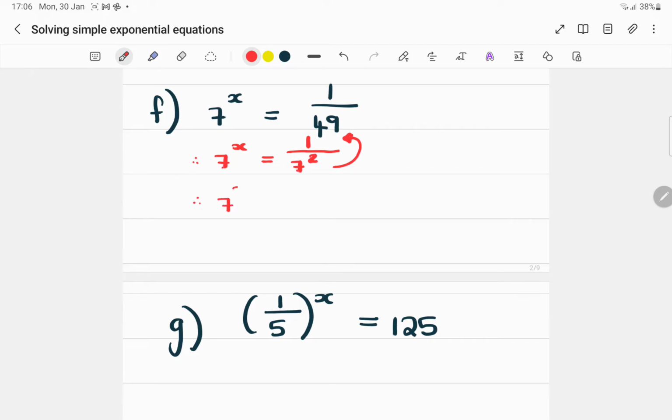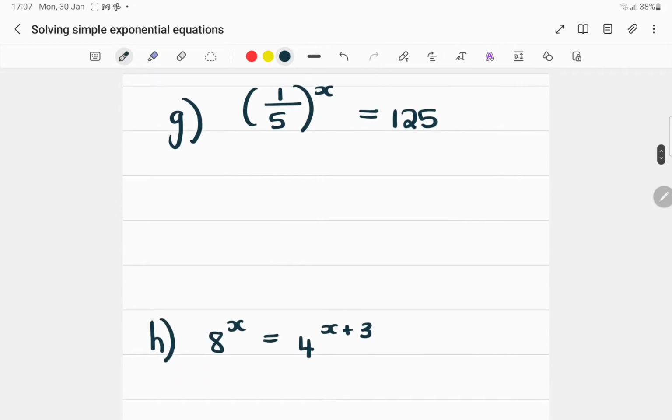So if I do that, remember if an exponent changes its position, the exponent goes from a positive to a negative or negative to positive. So if it goes to the top, it will become 7 to the power negative 2. You can have it over 1, but because it's over 1, we can drop that away. Okay, now that we've got the same base, we drop it like it's hot. Thus, x is equal to negative 2. All right, getting the hang of it.